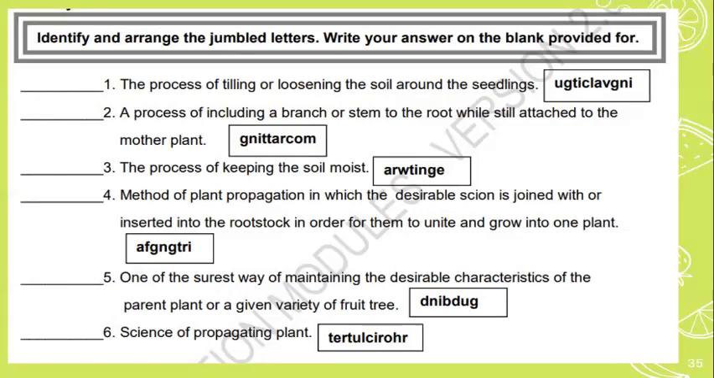Number 1, the process of tilling or loosening the soil around the seedlings. Number 2, a process of inducing a branch or stem to root while still attached to the mother plant. Number 3, the process of keeping the soil moist. Number 4, method of plant propagation in which the desirable scion is joined with or inserted into the rootstock in order for them to unite.